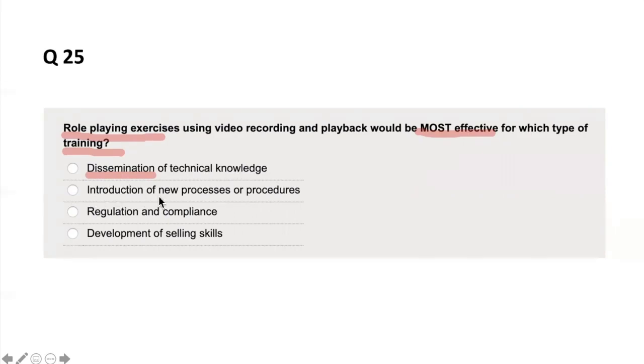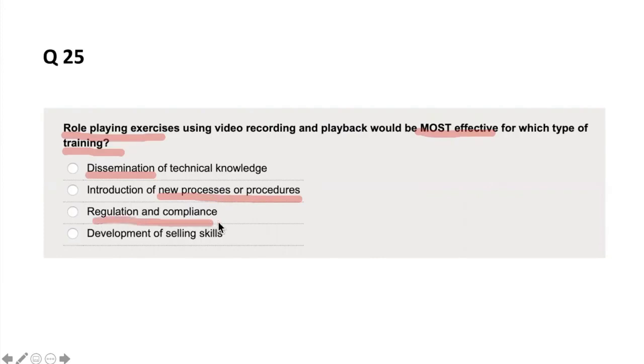Second option, introduction of new processes or procedures. If there's a new process, you have to read it. You have to know the procedure. I don't think role playing will be very effective here. Or it could be, but maybe not most effective. Maybe there's a better option here. So when you have a new process and you send someone a procedure, you don't need to have a role play necessarily, unless it's something very complicated, but let's see what the other options are.